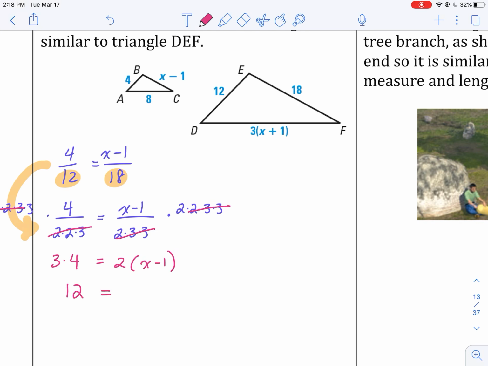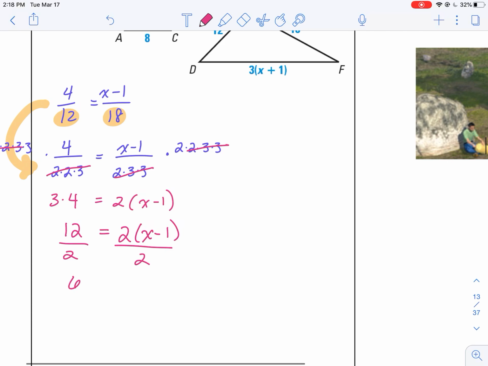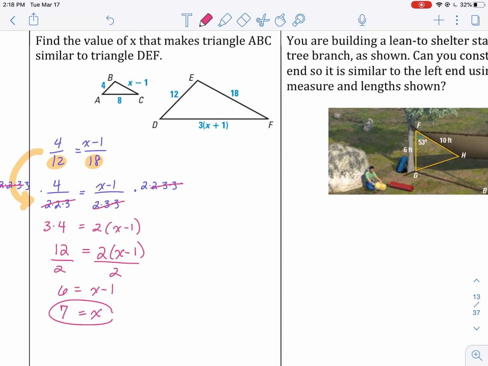So now I have 12 equals 2 times x minus 1. I'm going to divide both sides by 2. 6 equals x minus 1, so I get 7 equals x.